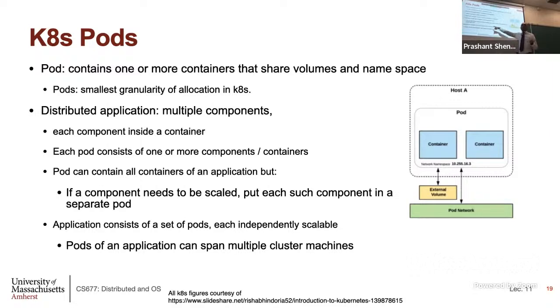So an application will consist of a set of pods. Each of those pods will contain containers. Each of those containers will contain parts of your application. So that's essentially the mapping. And so you can have your application as a whole span multiple pods. Any questions on this?